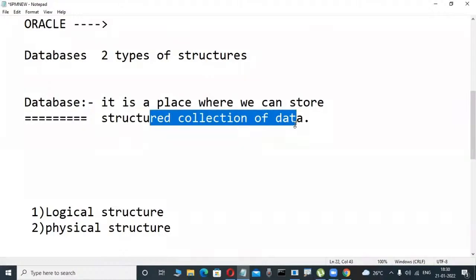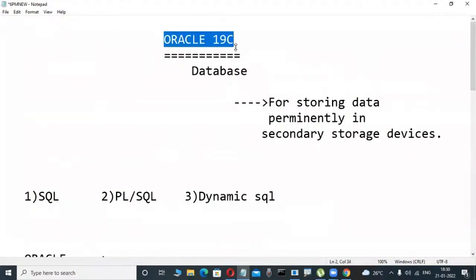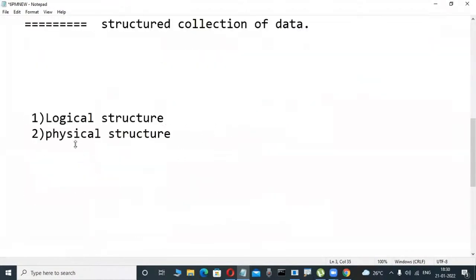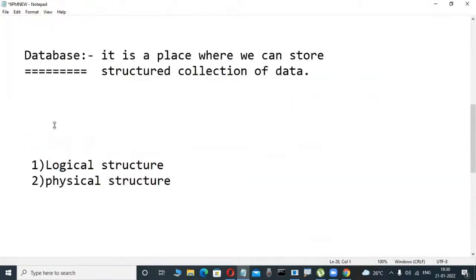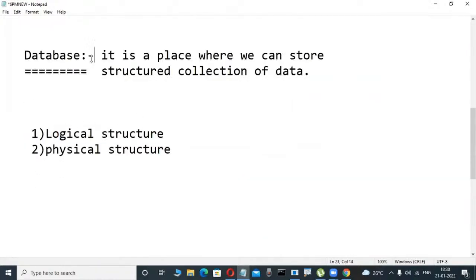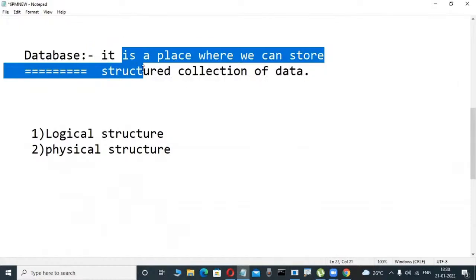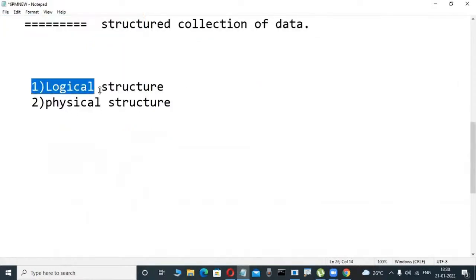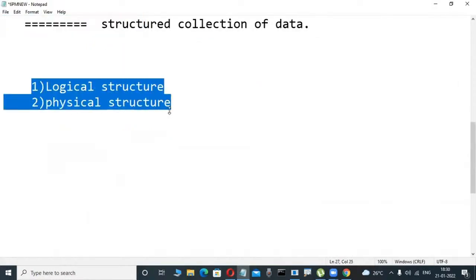But whenever we install these types of software, two types of structures are there. One is the logical structure, another one is the physical structure. This definition I am not explaining; one of these days you will understand. Now observe it. First, two types of structures are there: one is the logical structure, another one is the physical structure.